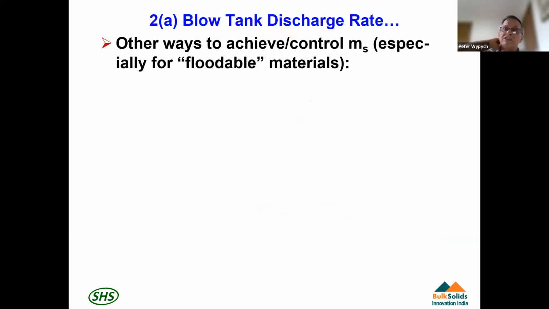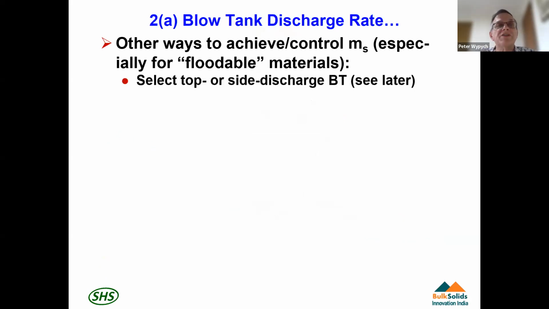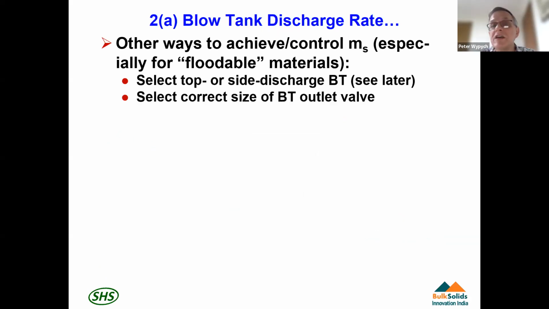So there are other ways to achieve and control your mass flow rate of solids, especially for your coarse floodable materials. We can go for top discharge systems or side discharge blow tanks, and I'll show you examples of that later. We can also, from a bottom discharge perspective, make sure that we don't use too big an outlet valve. So we select the correct size of outlet valve to give us the flow rate that we need, or limit the flow rate.